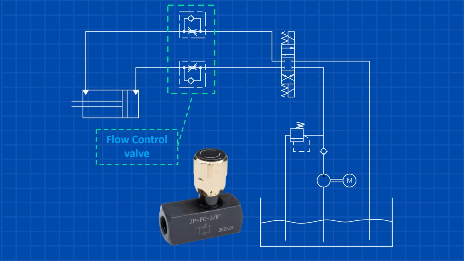A good rule of thumb is to use the flow control to regulate the flow as it exits, which is called meter out. This method generally provides smoother operation than controlling the flow when it enters.